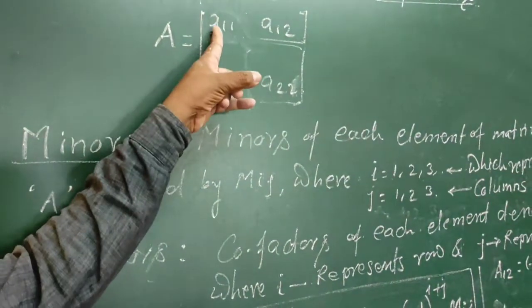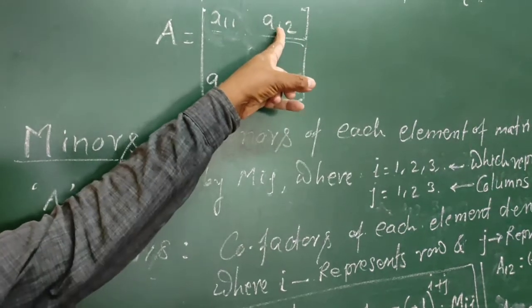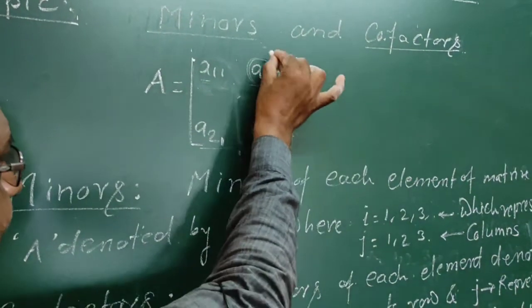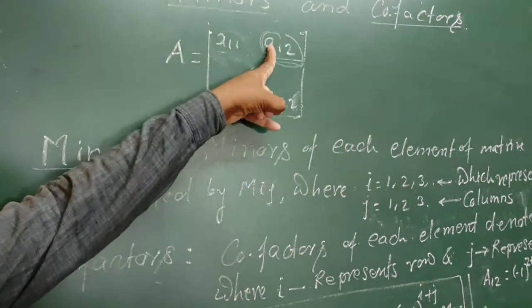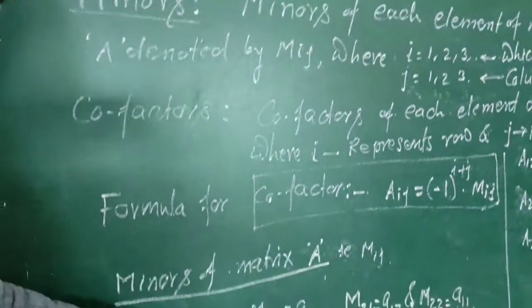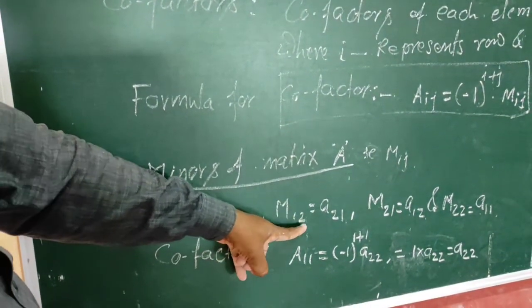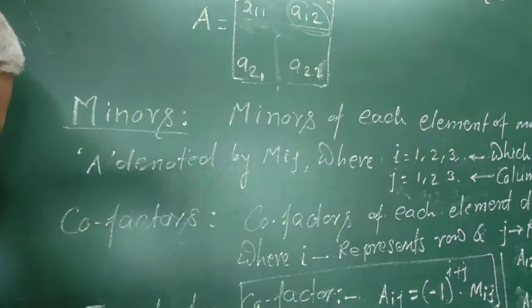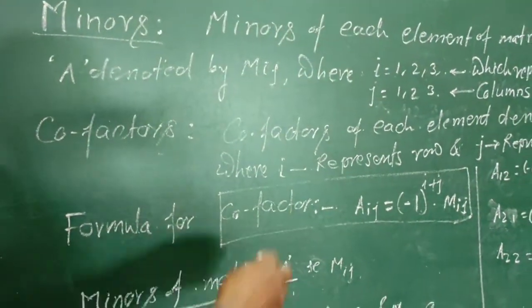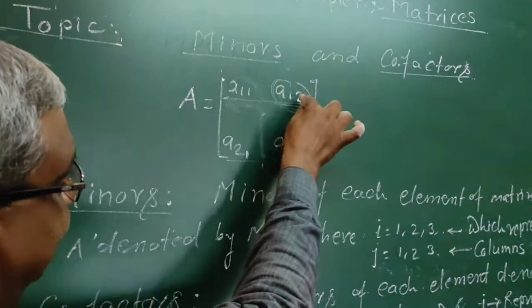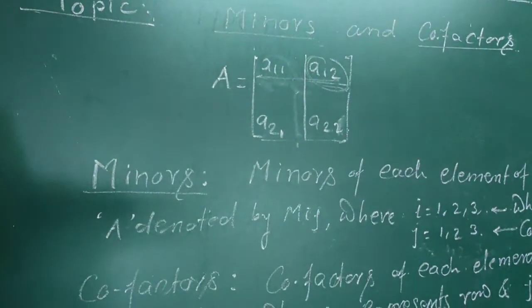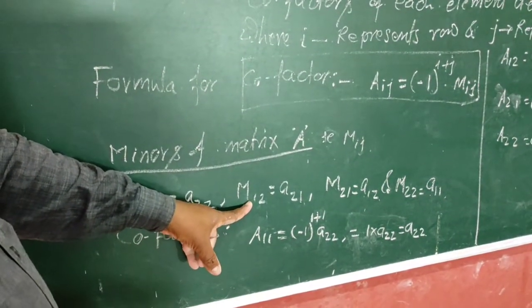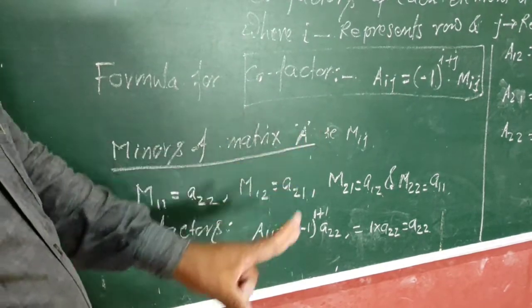Again, in the first row, the second element is A12, that is first row, second column. We want to find the minor of this element, so it is denoted by M12. The minor of this element is A21, so that is written here. Again, we know that we delete the elements in that particular row and particular column. What is left there? A21, and therefore the minor of this second element, M12, is equal to A21.